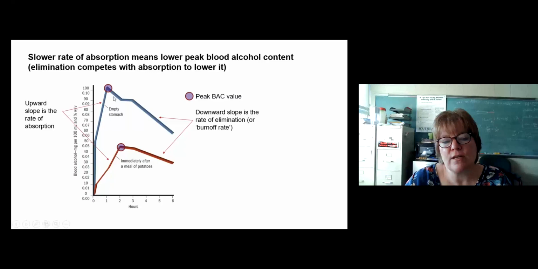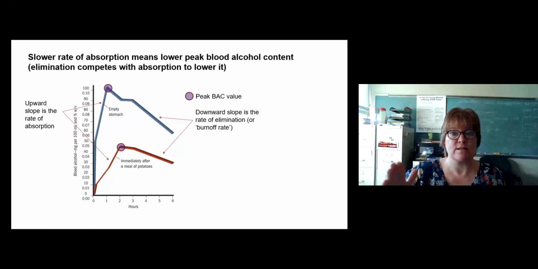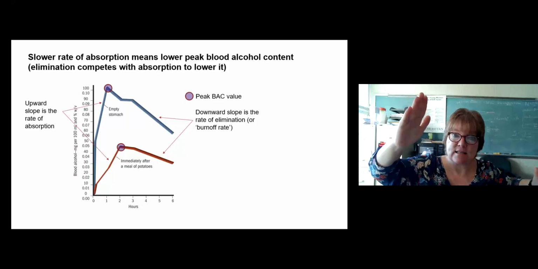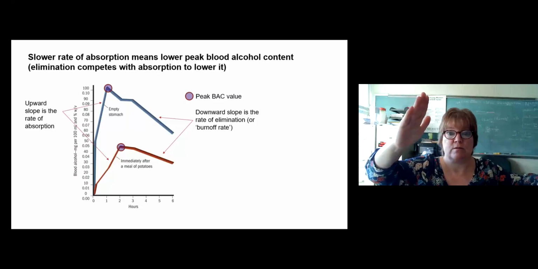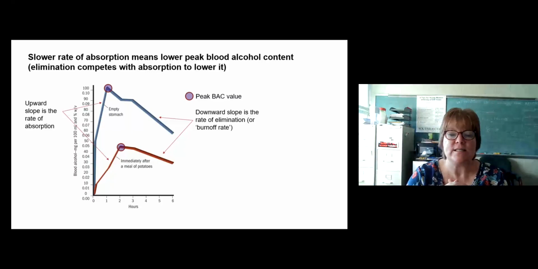We said this earlier, so again, we're not seeing the distribution, we're seeing the absorption rate and the elimination rate. Absorption rate is coming into the body, into the blood. The elimination rate is exiting the body, either through urination, perspiration, or through oxidation. And we see that these are kind of like two competing things. One's making it increase, one's making it decrease.